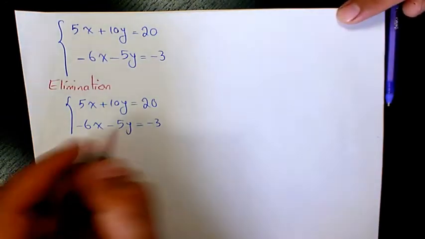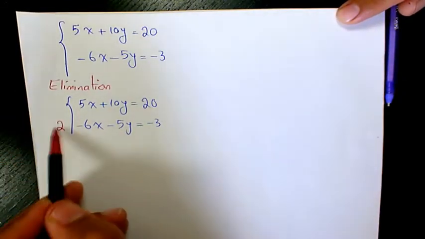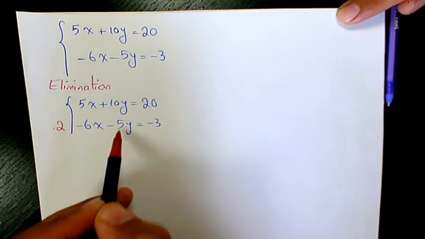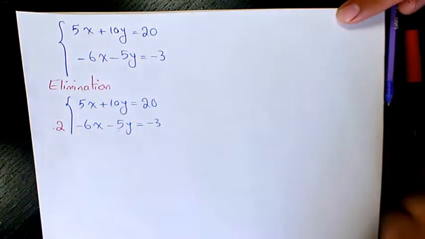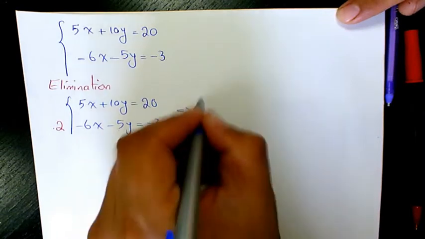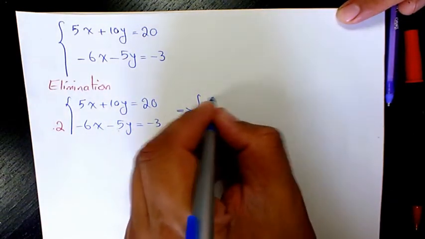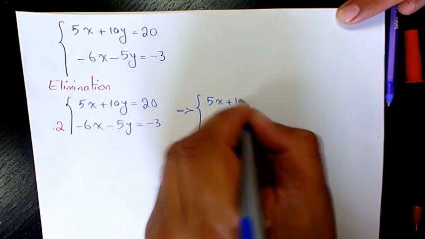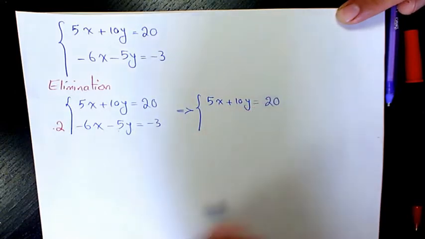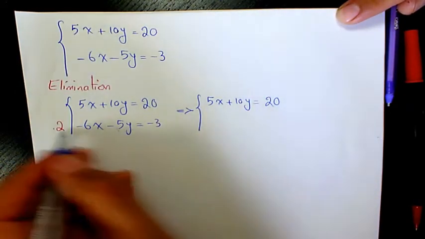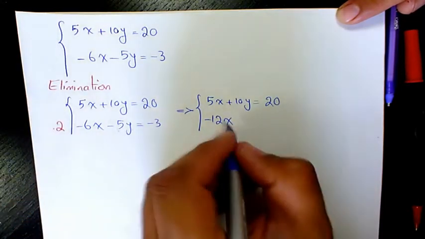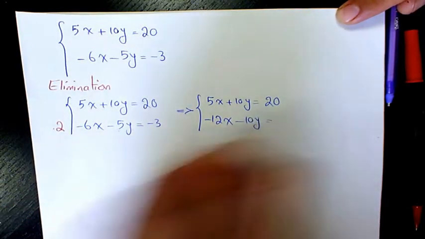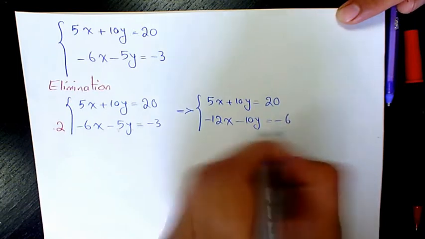So if I multiply the second equation by 2, then I'm gonna have negative 10y in here. And here we have positive 10y. So when you add them, you can get rid of variable y. So 5x plus 10y equals 20, equation 1 remains the same. So here 2 times negative 6x is going to be negative 12x. 2 times negative 5y, negative 10y. 2 times negative 3 is going to be negative 6.